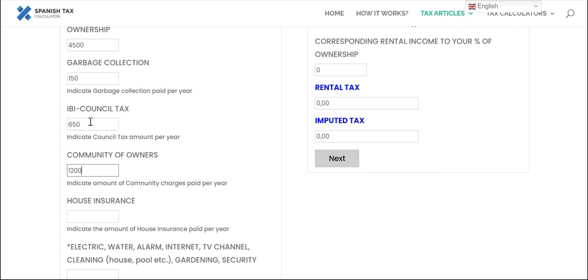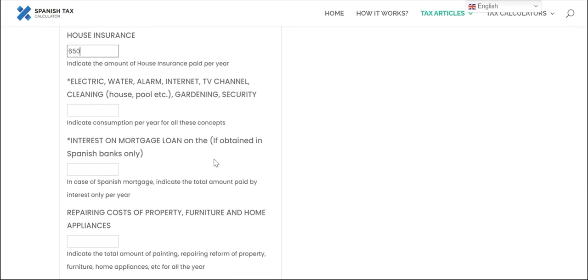You have paid during all the year 1,200 euros. And for the house insurance, you have paid 650. Electric, water, etc. You add up all the invoices paid for this concept, imagine that, for example, it's 3,000 euros.